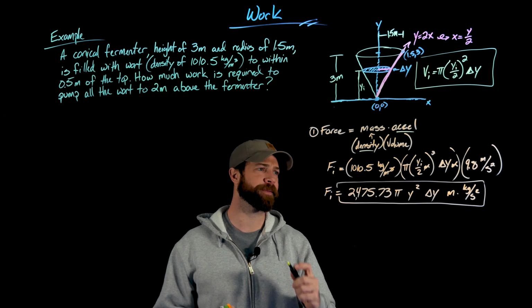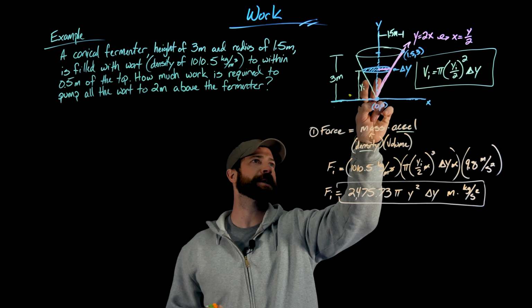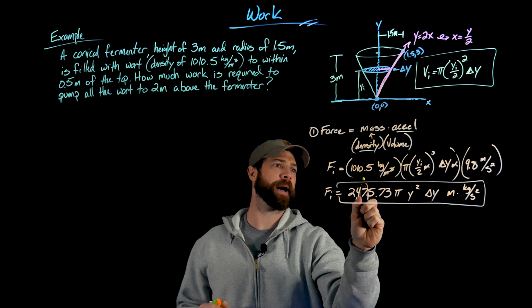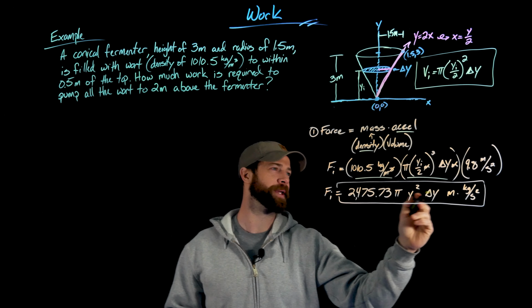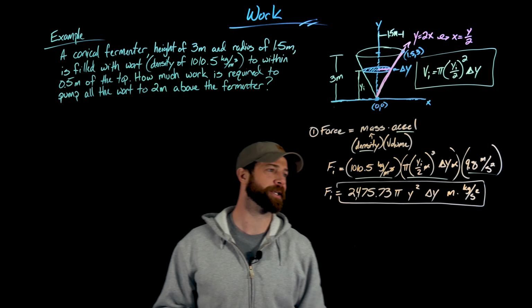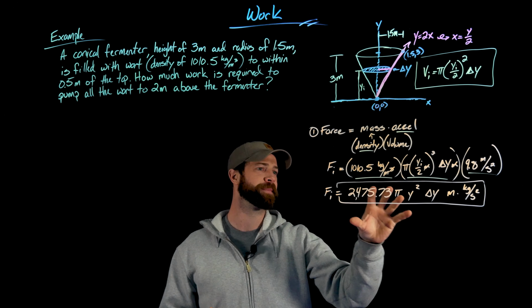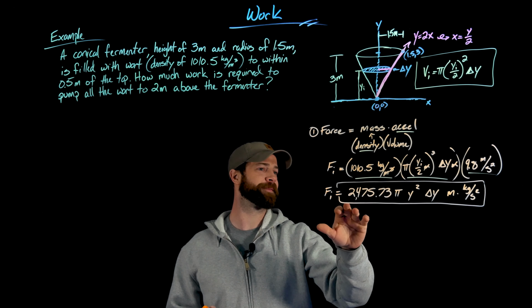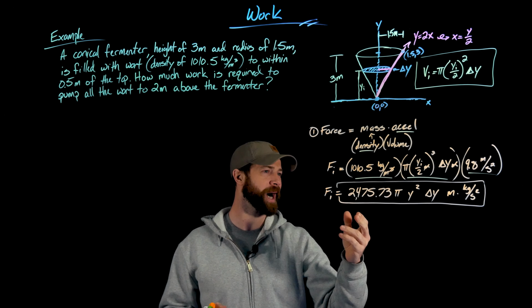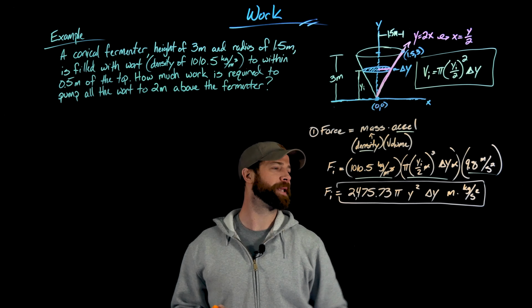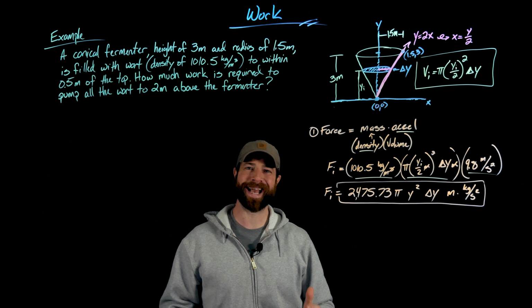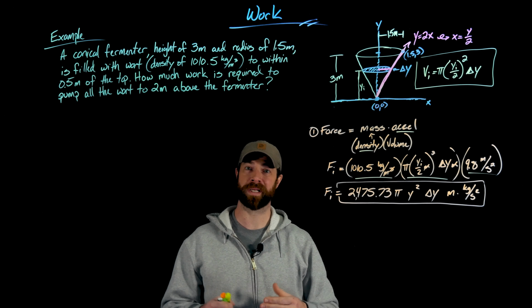So I've got my force function for each of these little slabs that I'm looking at right here. I have the density, I have the volume, which is by far the hardest part with these, and then my acceleration right there. I've confirmed it's in newtons, so I have 2,475.73 pi y squared times this delta y, in terms of newtons. So let's now work on the work part of this.